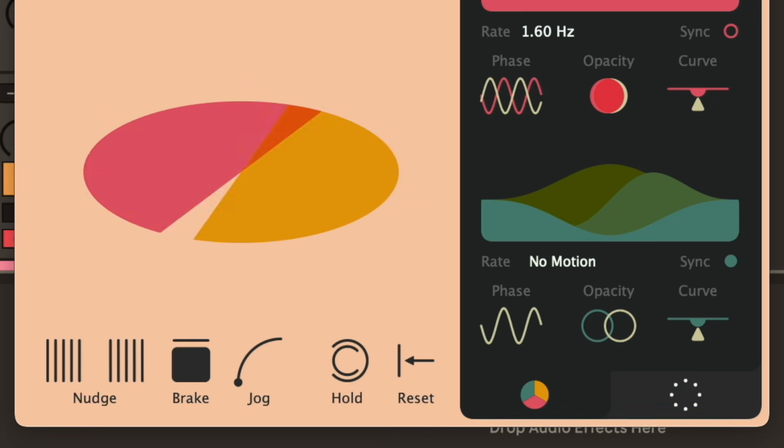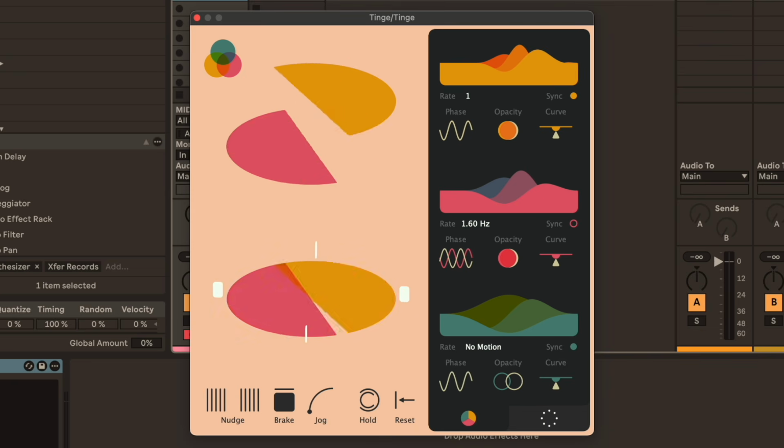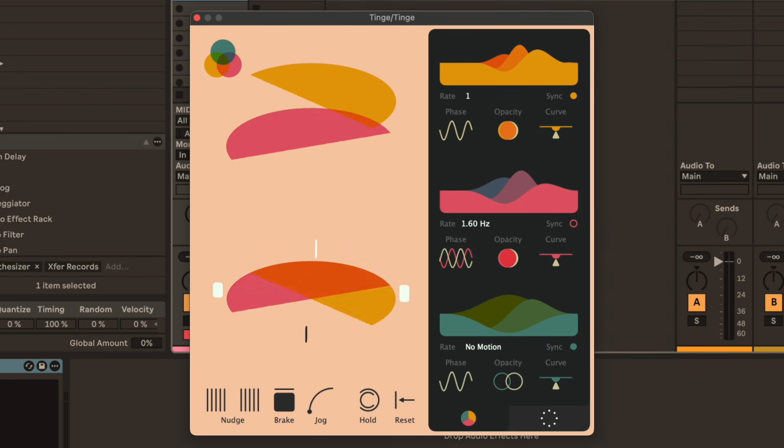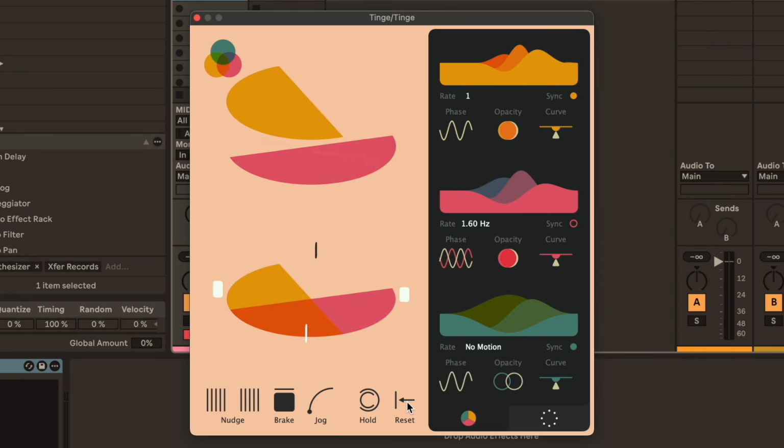Hold is a sustain pedal of sorts, allowing Tinge to collect incoming MIDI notes. And finally, the reset button for resetting spinner phases.